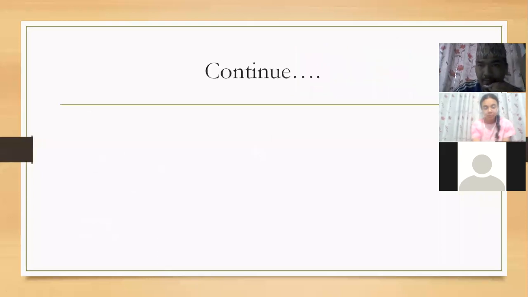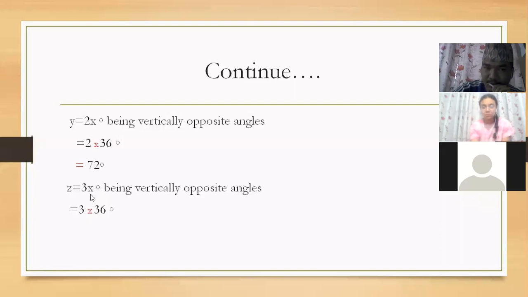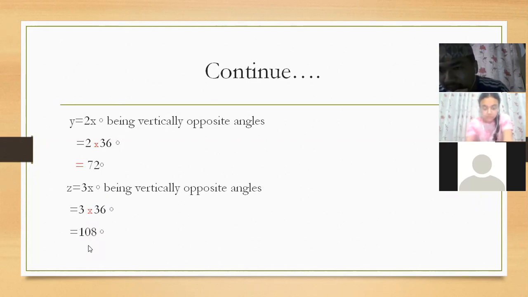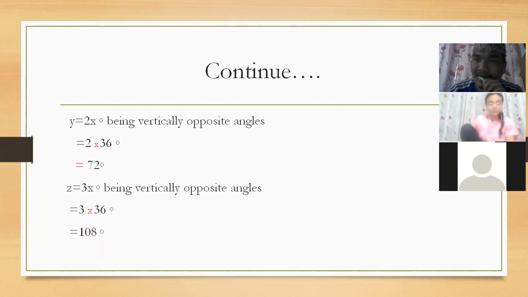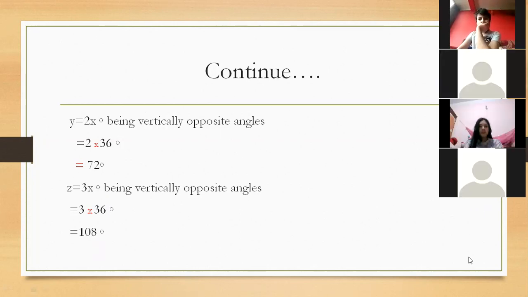Now, next one, look here. y equals 2x, then put the value of x here. We have already found it. It will come to 72. Similarly, z equals 3x, being vertical opposite angles. Then we put the value of x here. We get 108 degrees. Like this, we will find the values of x, y, and z. Now I am going to show you other questions.